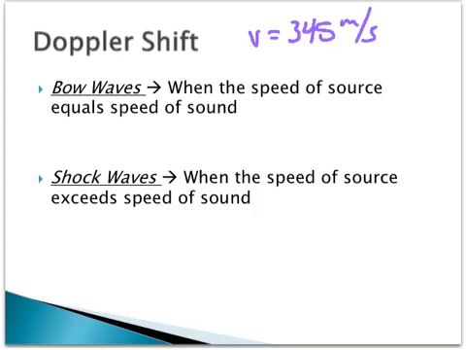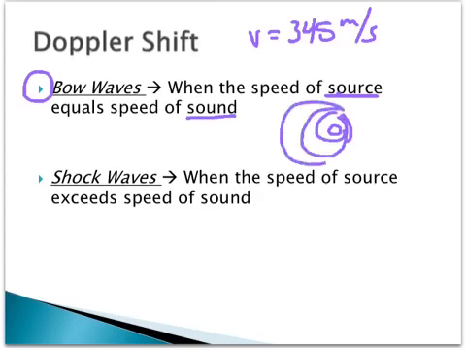Okay, so there are some certain things that can happen. One thing is you can create what's called a bow wave, and a bow wave is when the speed of the source is equal to the speed of the sound. As the source is moving, it's emitting sound, and that sound is basically just sitting right in front of it. It creates these concentric circles like that, where the sound and the source are moving at the same speed.